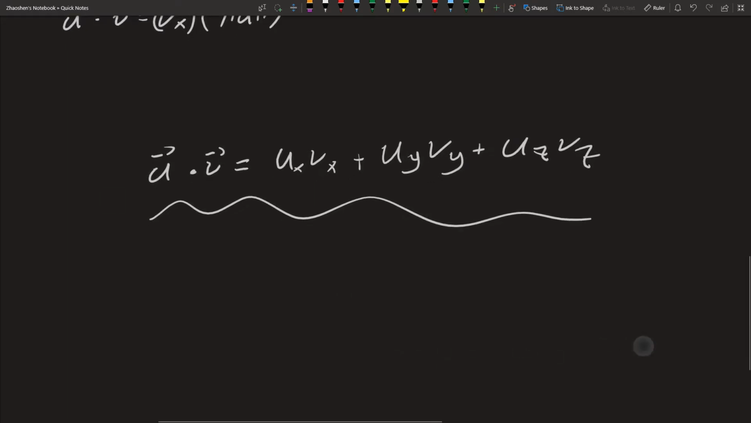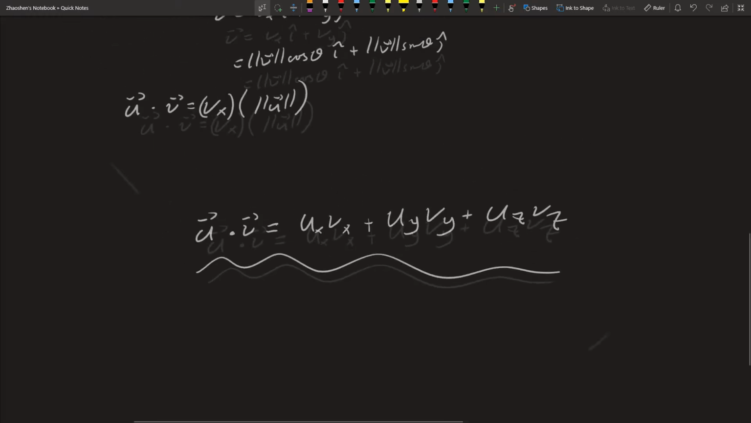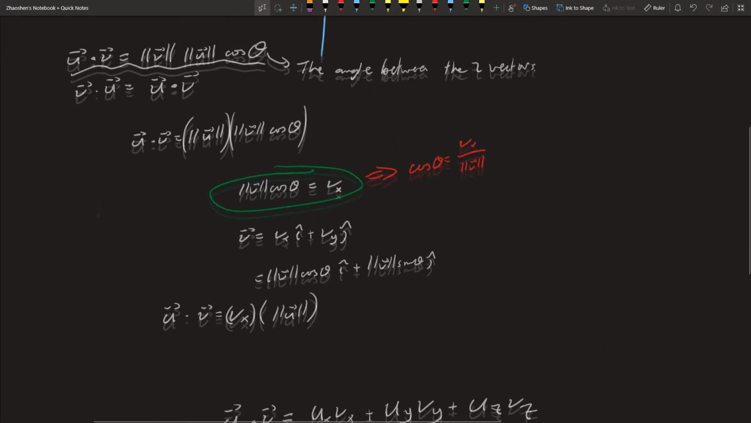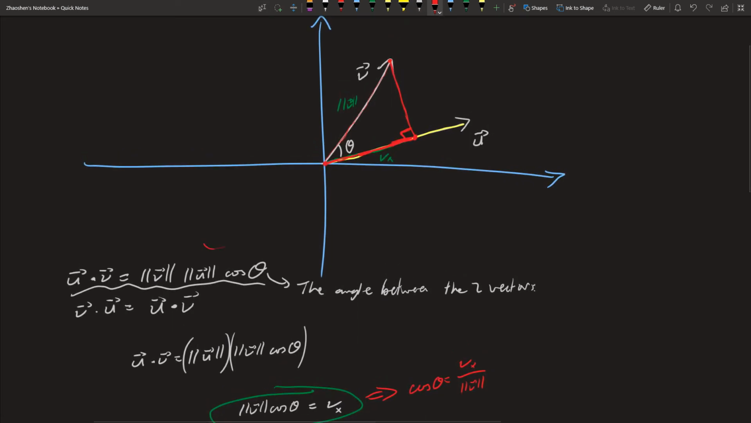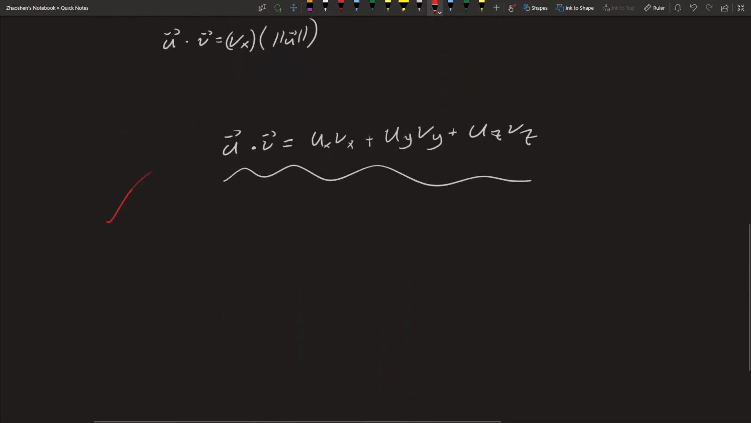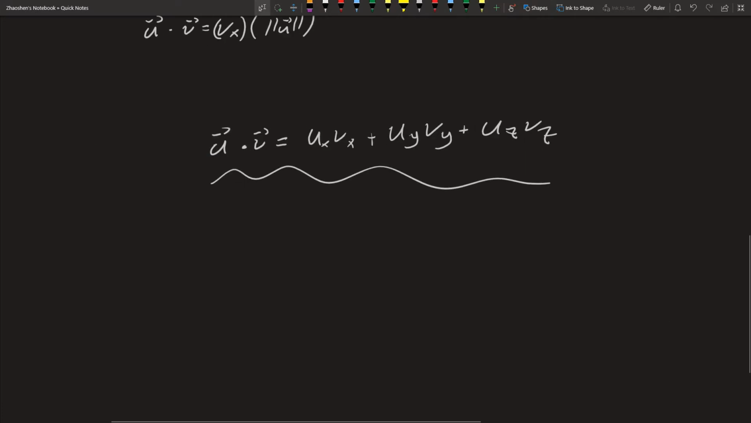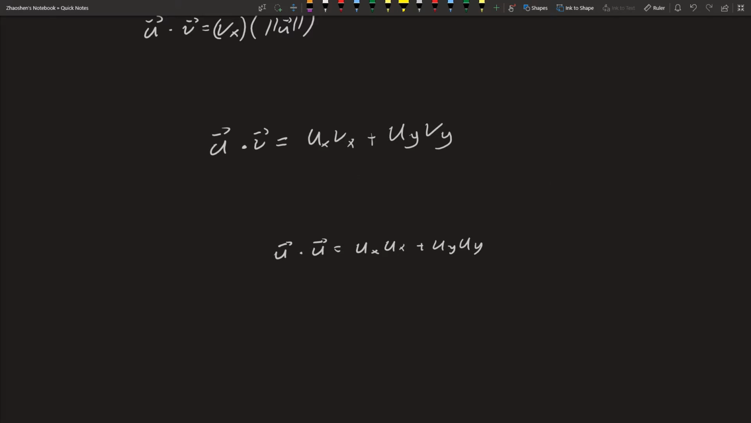Okay, so here's a formula that you need to know, and I'm actually going to prove what I wrote here, this formula, using this one, okay? So let's first observe a property. If I do vector u dot vector u, let's see, what will that be? It'll be ux times ux plus uy times uy, right? Let's just ignore the z term for now. Now this is equal to ux squared plus uy squared, right? This is vector u dot vector u.